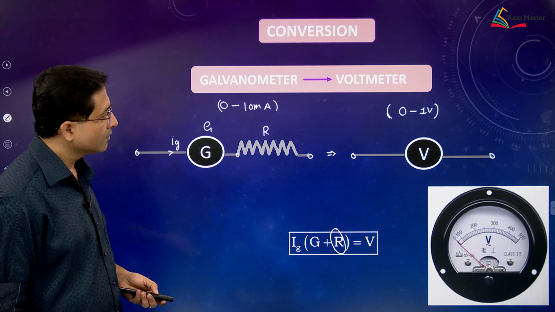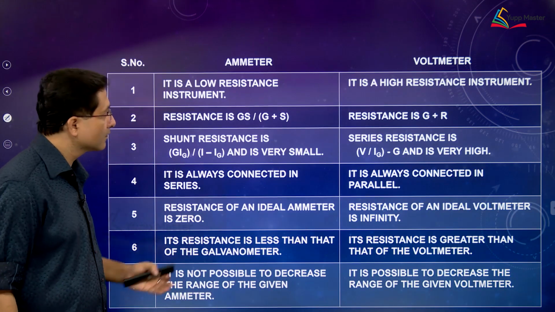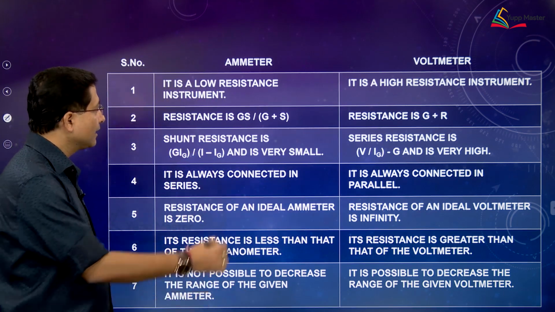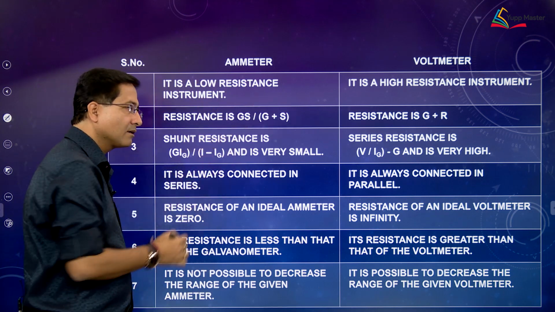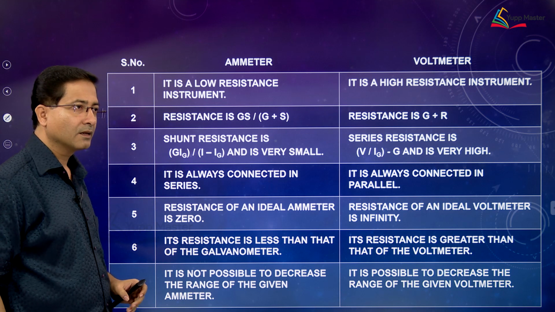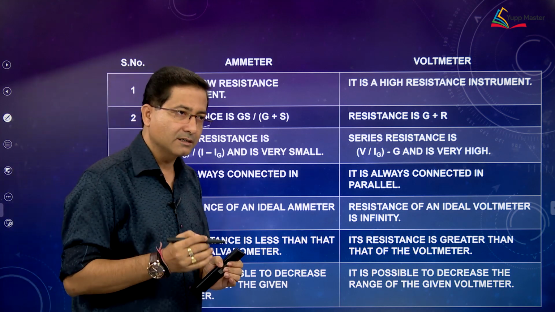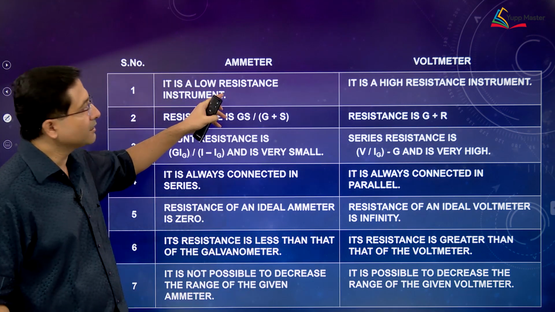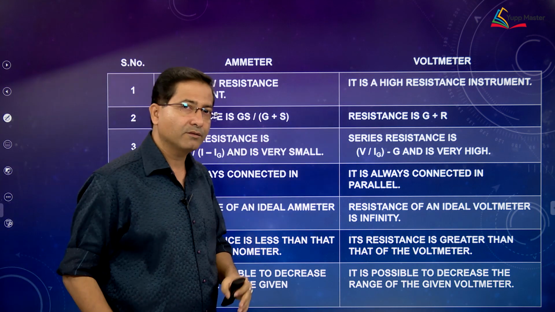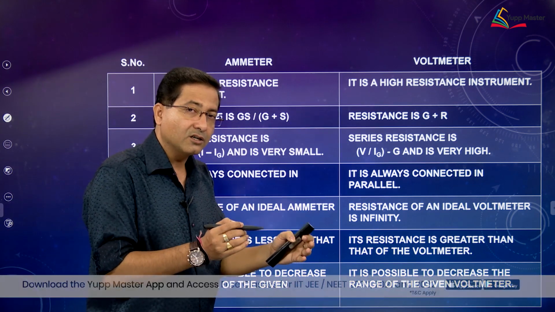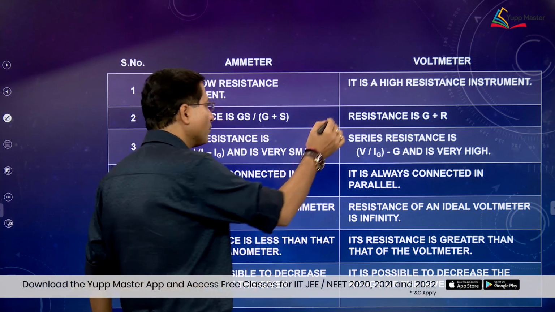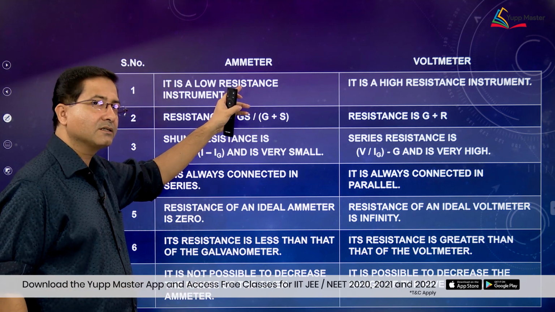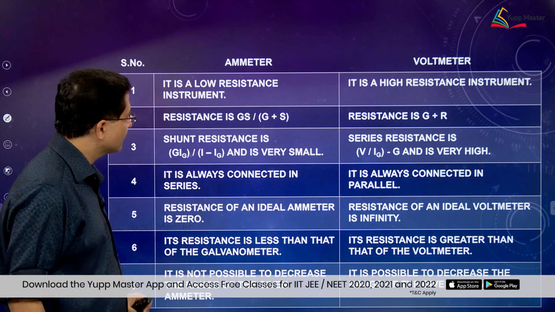Okay. Now let us see one point. If I compare ammeter to voltmeter, then the first point says that an ammeter will have small resistance, a low resistance instrument. The galvanometer itself will have a small resistance, and when you connect one resistor in parallel, the resistance will become even smaller. So the resistance of the ammeter will be small, while in the case of the voltmeter we were connecting an external resistor in series, so the resistance will be more than the galvanometer.